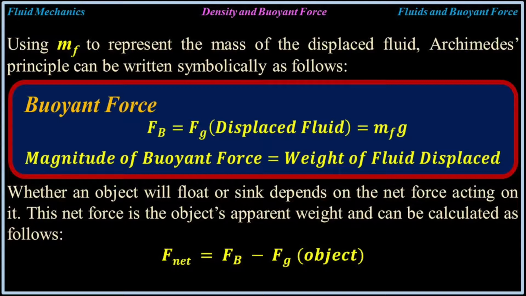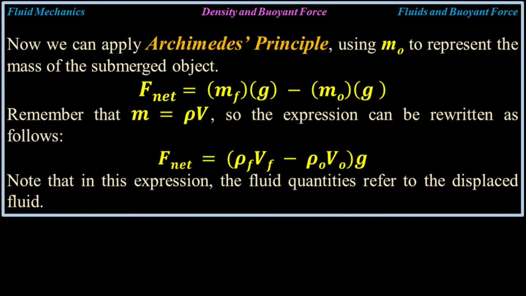Whether an object will float or sink depends on the net force acting on it. This net force is the object's apparent weight and can be calculated as follows. F net equals Fb minus Fg. Now we can apply Archimedes' principle using m naught to represent the mass of the submerged object. F net equals mfg minus m naught g.